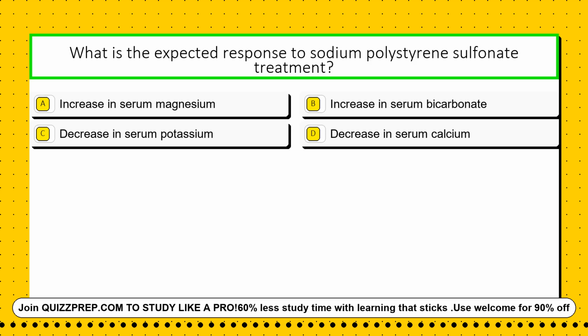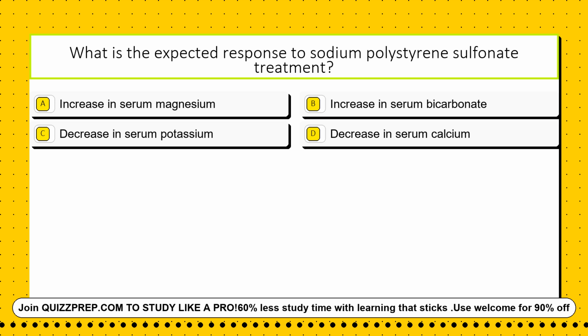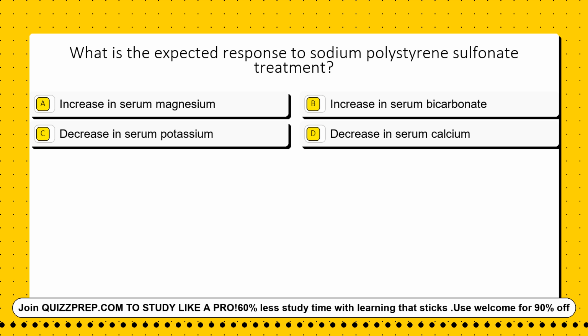Question 23. What is the expected response to sodium polystyrene sulfonate treatment? Option A, increase in serum magnesium. Option B, increase in serum bicarbonate. Option C, decrease in serum potassium. Option D, decrease in serum calcium.